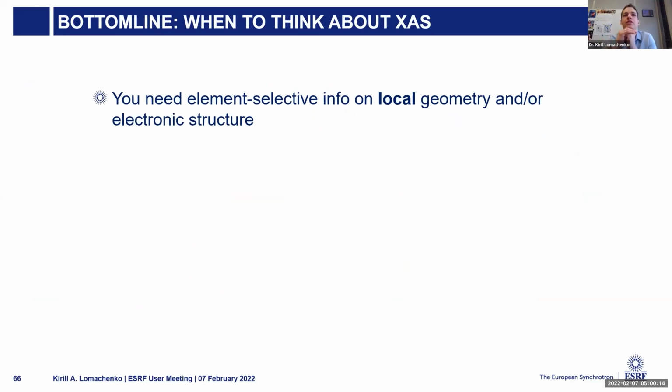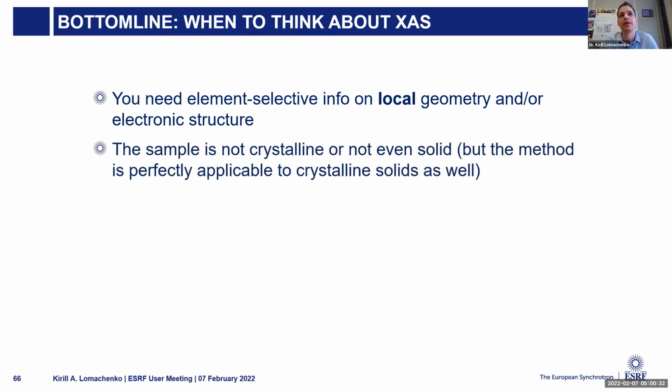So you need to think about this method when you need element selective information about your sample, when you need information local in bold, local geometry and electronic structure. It can be also useful when the sample is not crystalline or not solid. So other more robust and widely used methods like X-ray diffraction don't work. If it's an amorphous thing, you cannot get much from diffraction, if it's a liquid.